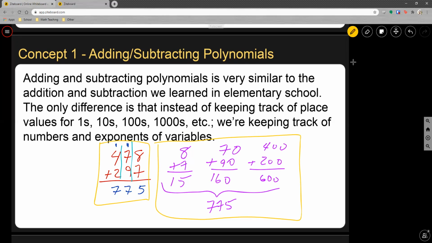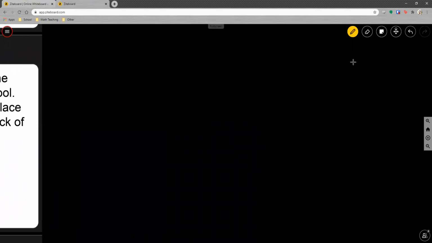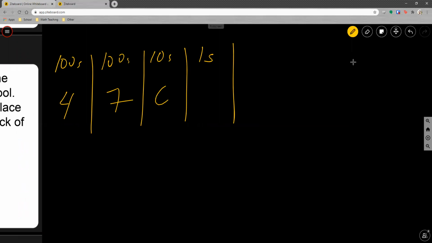Okay, so the big takeaway here is place value is very important. When we're dealing with polynomials, instead of having the place values for numbers that we normally see, like ones, tens, hundreds, and thousands, maybe I have the number 4,703. I've got 4,000s, 700s, 0 tens, and 3 ones.